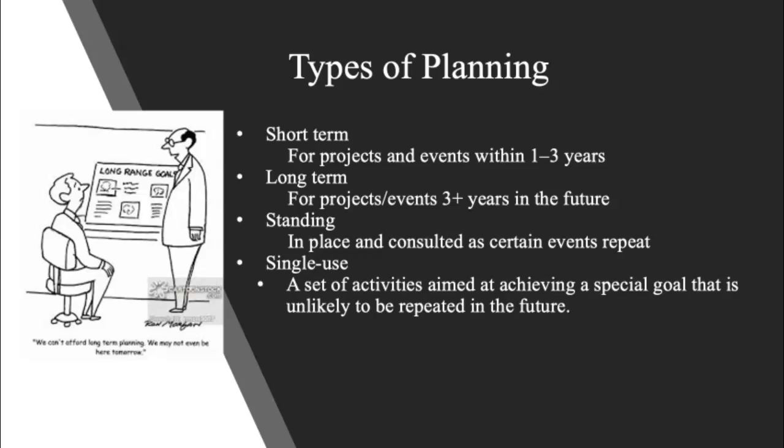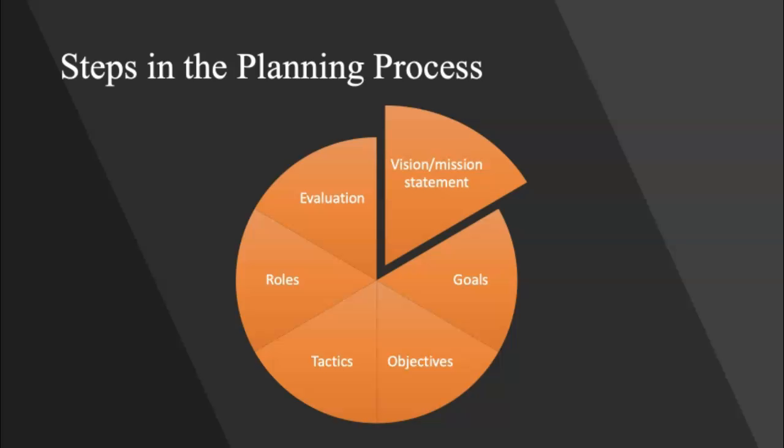A single-use plan means we plan for something that we are only going to use once. One example, as we talked about, is New Orleans trying to host the 2023 Super Bowl. The Super Bowl is not happening every year; maybe the next time they have the chance to host is 30 or 40 years later. So this is a one-time plan. We develop a plan that we only use one time to help us achieve a specific goal in the near future. The planning process normally starts with developing the vision and mission statement, creating goals, setting up objectives, developing tactics, assigning roles, and eventually we have to evaluate.